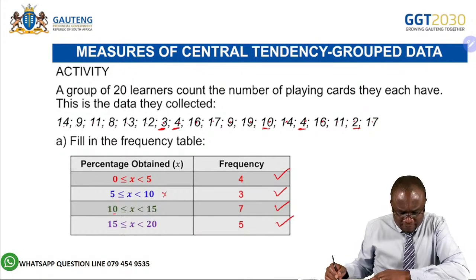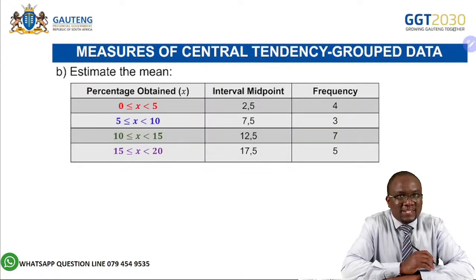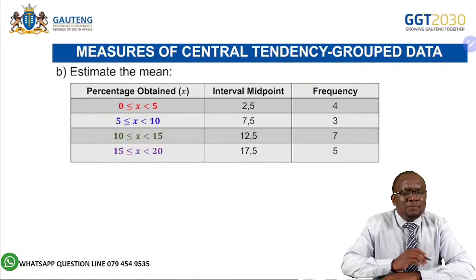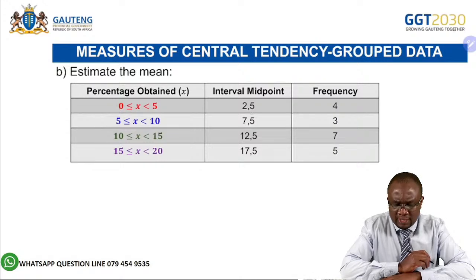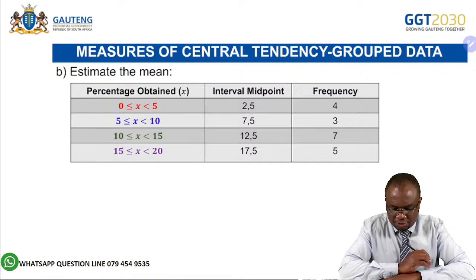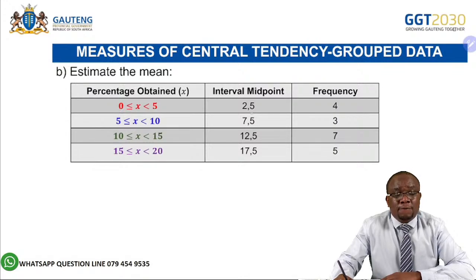Let's move on. We have done the first part. Let's go to the second part. I want you now to try. I've made life very easy for you because I've given you the interval midpoint. Do you see that? So now we have done the midpoint of the interval. Do the rest. Let's estimate the mean. Let me give you 4 minutes. Let's try.